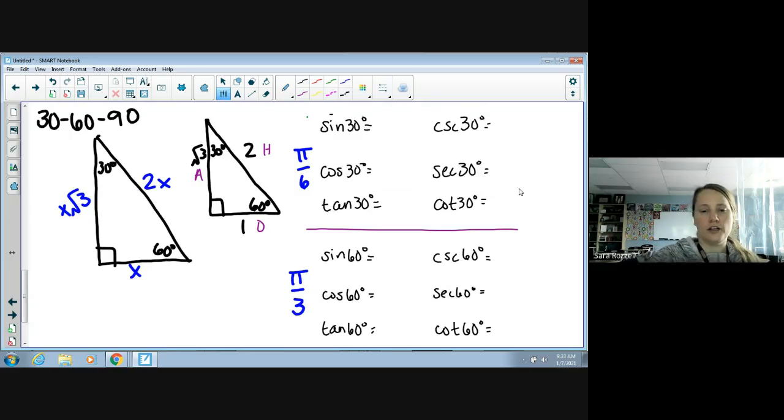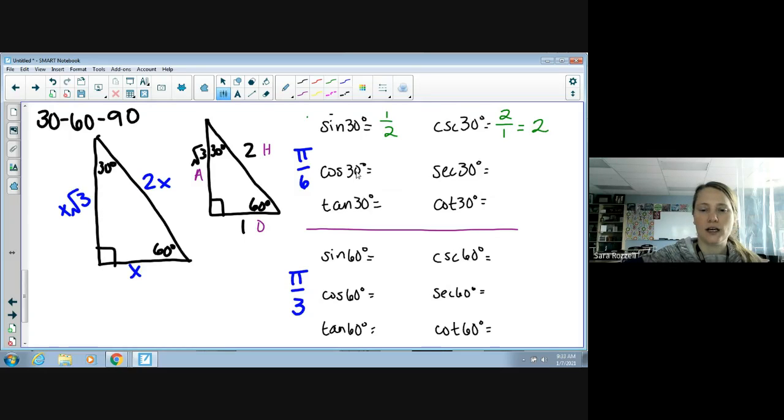All right, let's check the 30 degrees. So sine of 30, that's opposite over hypotenuse, which is 1/2. And cosecant is the reciprocal, so that's 2 over 1, which just simplifies to 2. Everybody okay on sine and cosecant?